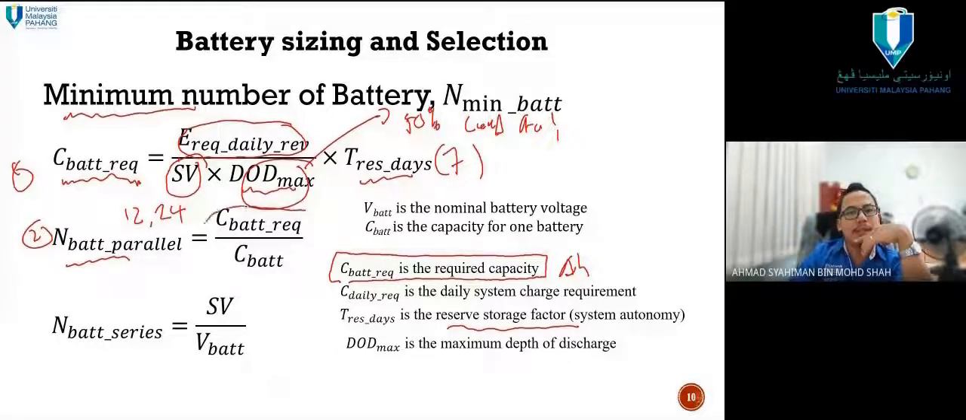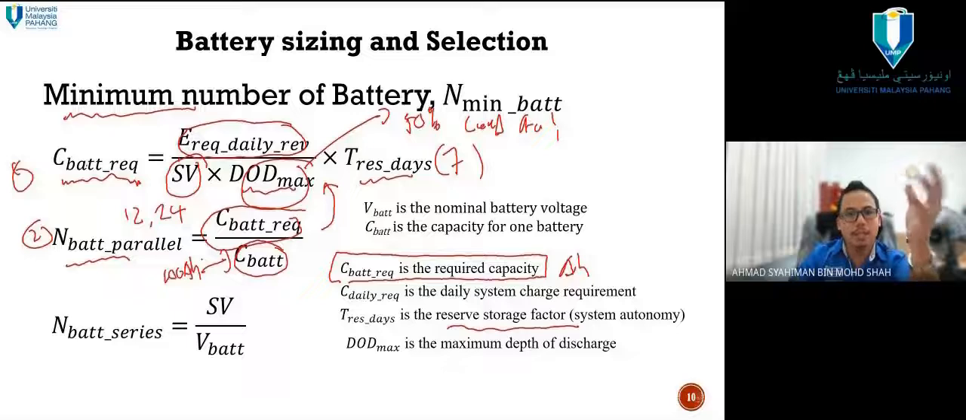C battery requirement. Okay, from here, you divide by the C battery, which is the capacity of the battery. For example, we have a battery of 100 AH. Then the total battery requirement capacity, we divide by that AH. So that one maybe you can get it.